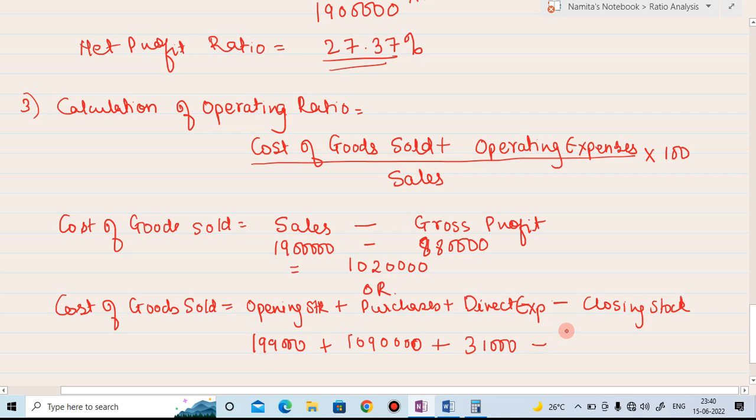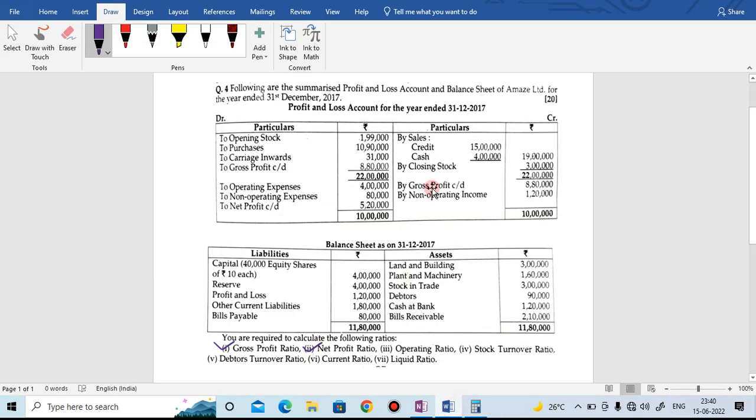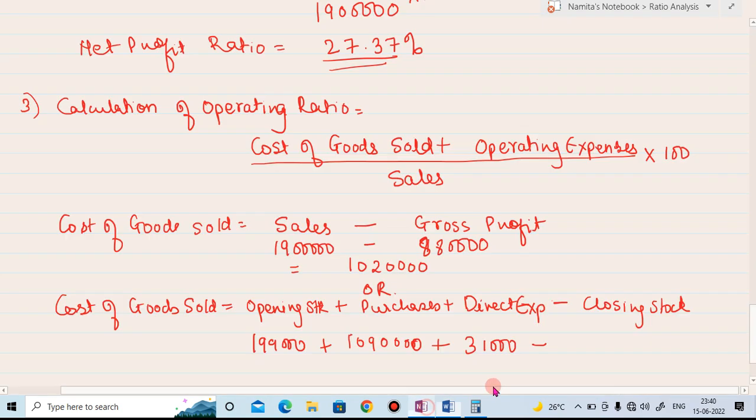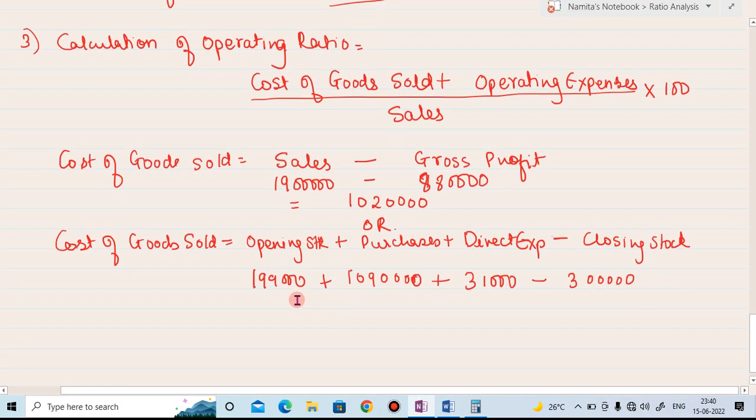31,000, less closing stock. Closing stock is 3 lakh rupees. Okay, so if we add all these three and less 3 lakh, the amount will be 10,20,000. Now see, this is also one method. Whichever you find easy to find the value of cost of goods sold, you can use it. So now we have got the value of cost of goods sold, that is 10,20,000.